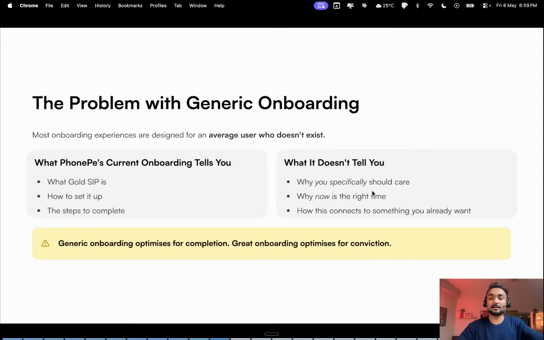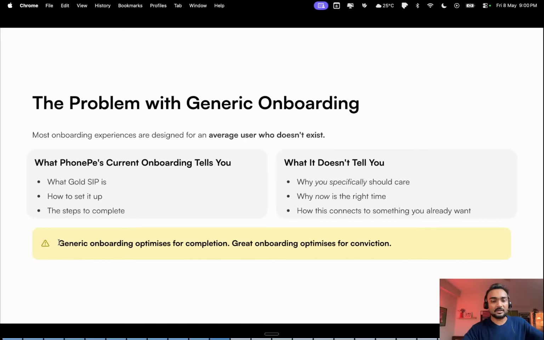Then the second question is why now is the right time, because every month, every single day the feature is accessible. It should also tell you why today is the right time for this. And then how can this onboarding experience be connected to something that you already want? How can I connect this gold SIP to something else you already want, so that you think, if I actually do gold SIP, that task would also be done or I would be closer to finishing that task.